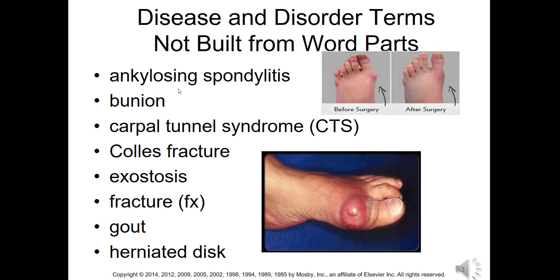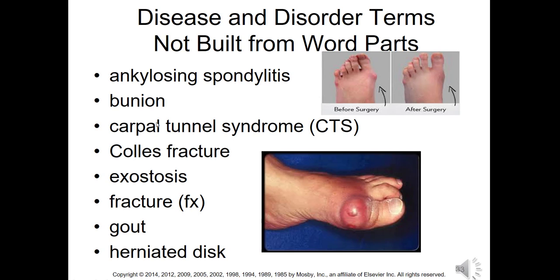A bunion is an abnormal prominence of the joint at the base of the great toe. This is called the metatarsal phalangeal joint. And what happens is it kind of starts to grow too much, usually from just hereditary conditions or types of shoes that you wear. Another term for it is hallux valgus, and that is in your book on page 553.